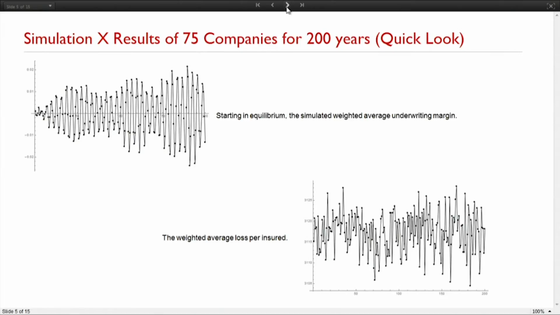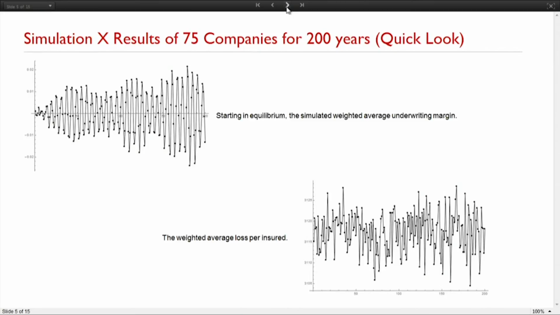Okay, results. I just call this simulation X. We'll show some others, but 75 companies for 200 years. You can see the graph on the left. That is the simulated aggregate underwriting cycle. The one we saw before was the real one, and you can see that it's a pretty regular kind of cycle. If you count trough to trough or peak to peak, you usually get 6, but not always.